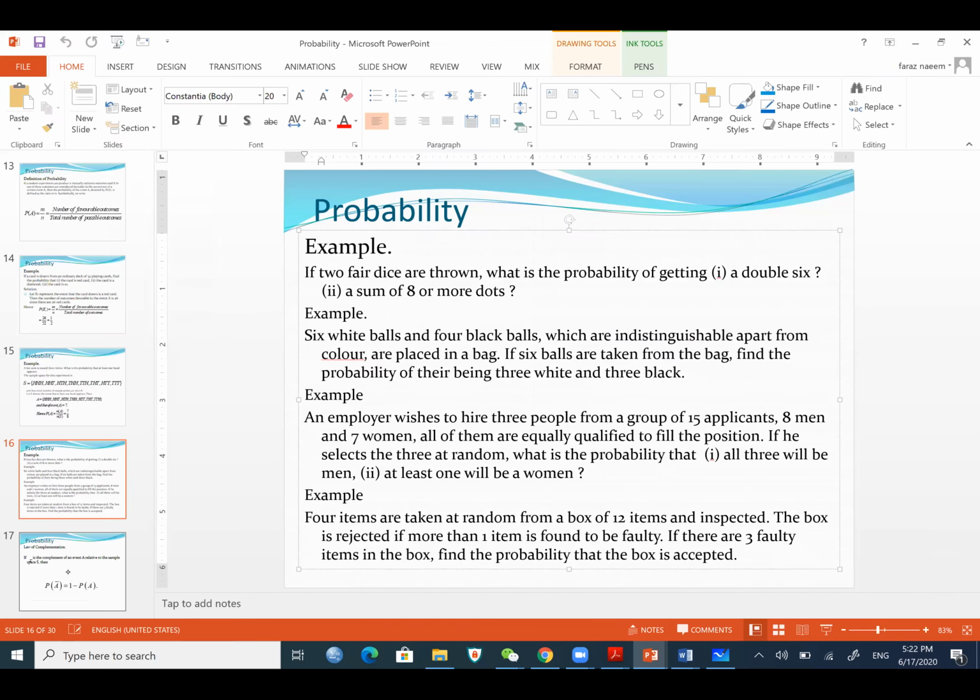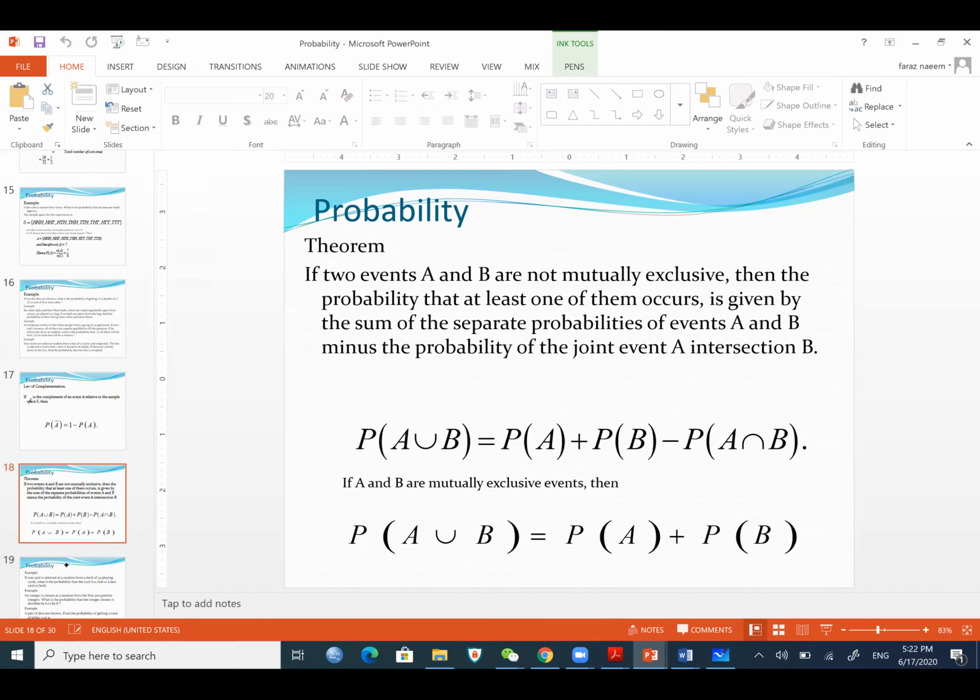So the next is very important. If 2 events A and B are not mutually exclusive, then the probability that at least one of them occurs is given by the sum of the separate probabilities of events A and B minus the probability of the joint event A intersection B. Means to say that if they are not mutually exclusive, if they can occur together, in that case we will subtract their joint probabilities.